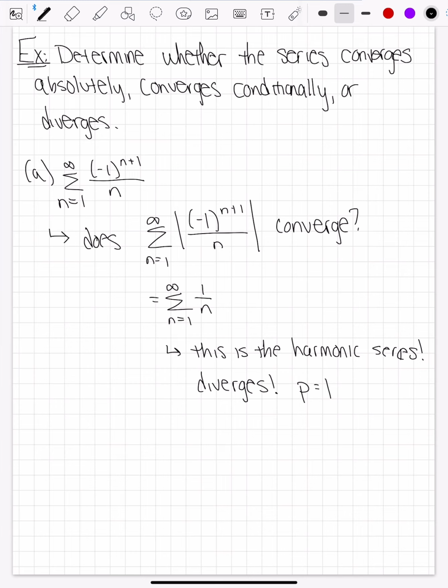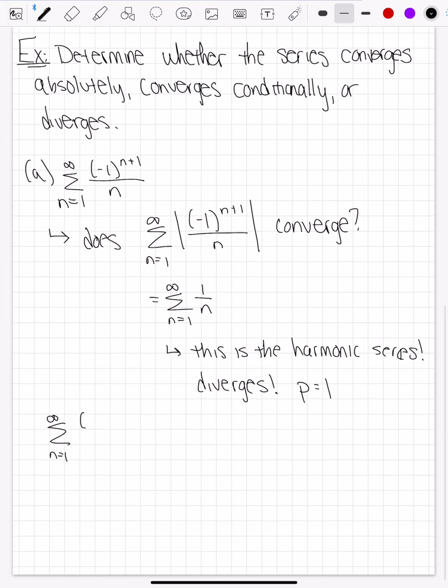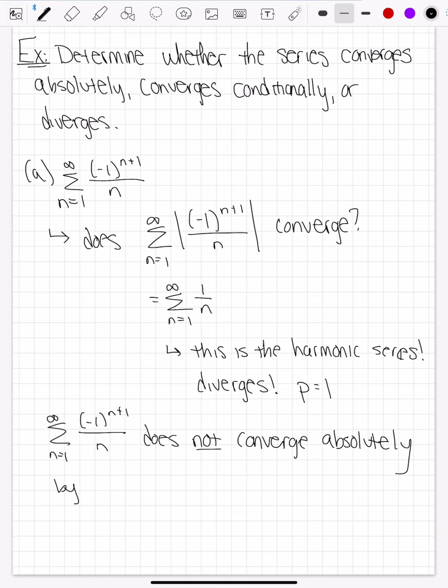And so we know then that this series, (-1)^(n+1) over n, does not converge absolutely by the absolute convergence test. Okay, so now what?